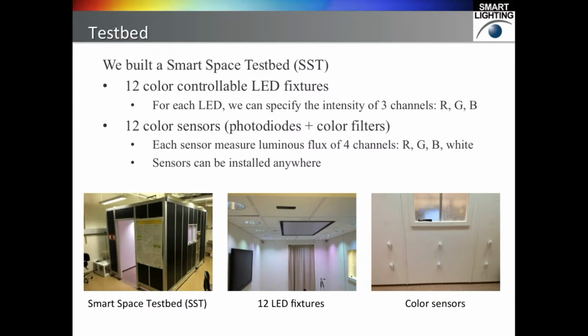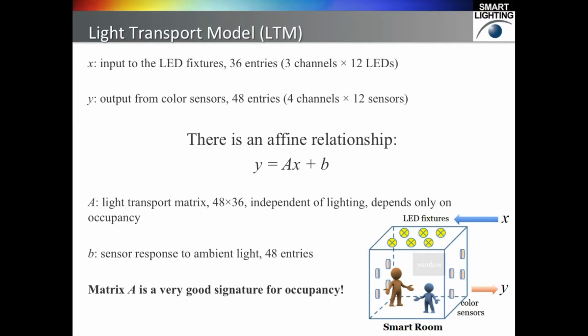These sensors can be installed anywhere. For each LED, we can specify the intensity of the RGB channels, and for each color sensor, the measurement is 4 numbers: red, blue, green, and white. If vector X is the input signal to the LEDs, and the vector Y is the output from the color sensors, we find that there is an affine relationship between X and Y.